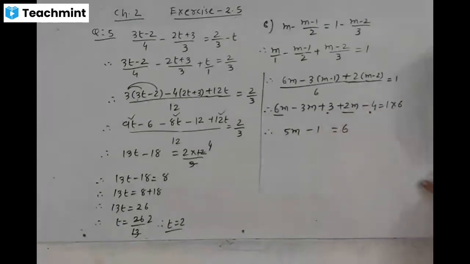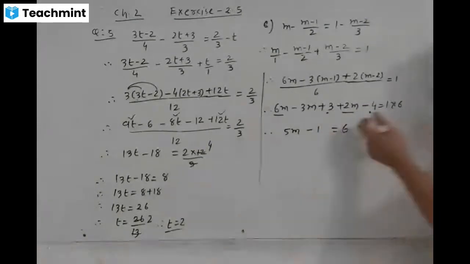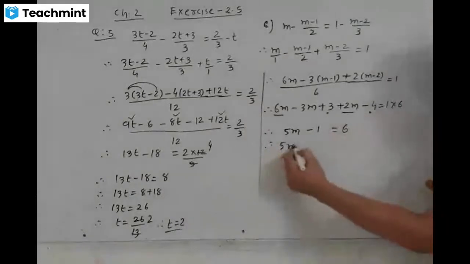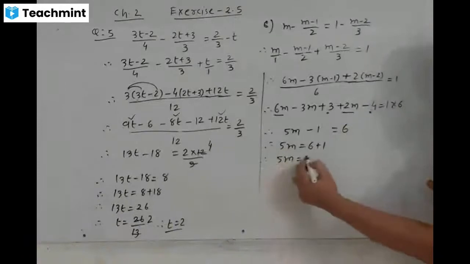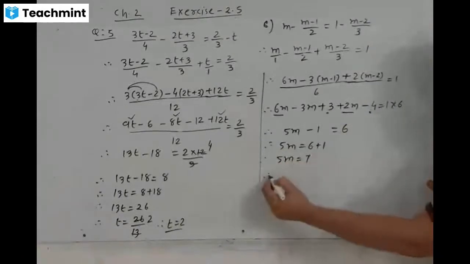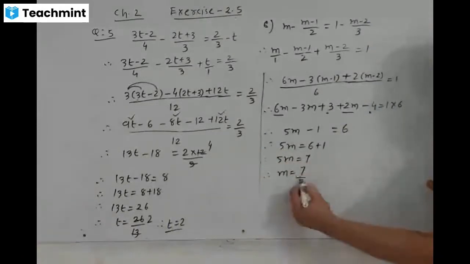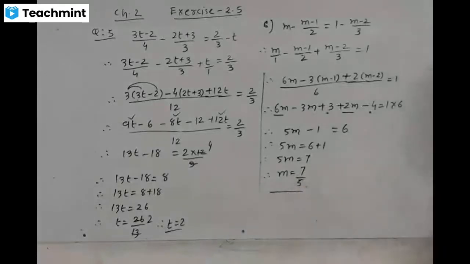And 6 and 1 are minus 1, transposing right side, that is equal to 6 plus 1. And 6 plus 1 is equal to 7. And 5 is in division form. M is equal to 7 divide 5. That is the final answer. Okay, clear?